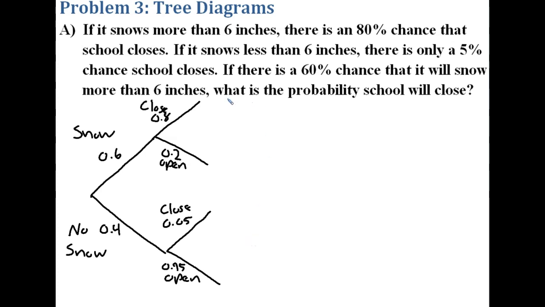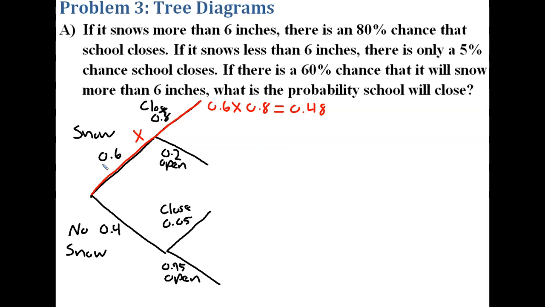We want to know what's the probability school will close. That's with or without snow. So the way we'll calculate that is we'll look at the probability that it snows and closes. We'll follow this branch, snow and closes. Anytime you see "and" in probability, that's a multiplication problem. So we'll multiply up the branch, 0.6 times 0.8, gives us a 0.48.